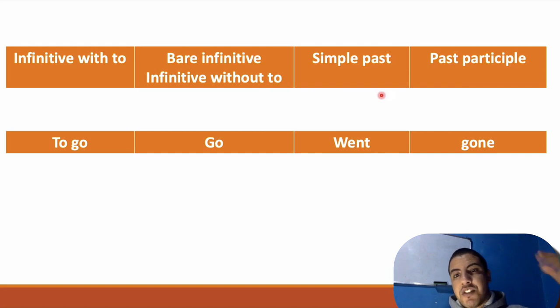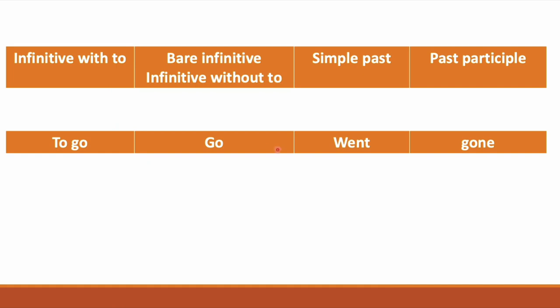Okay, for instance, let's choose the verb to go. So infinitive with to is to go. Bare infinitive of to go is go. Simple past of to go is went. And past participle of to go is gone. Gone is past participle, went simple past, go bare infinitive or infinitive without to, and to go is infinitive with to.